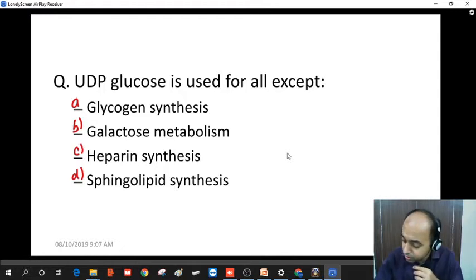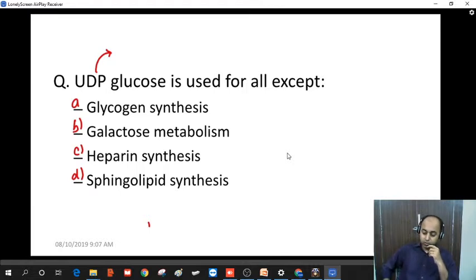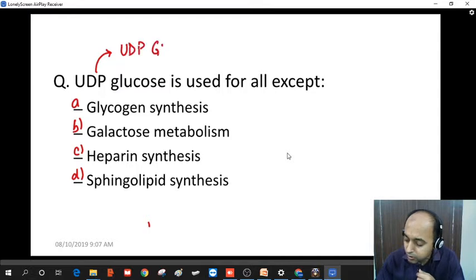Okay, please note the UDP glucose. Okay, I can see some answers coming in. UDP glucose not used for heparin, it is not used for galactose metabolism. What else? UDP glucose can get converted to UDP glucuronic acid.